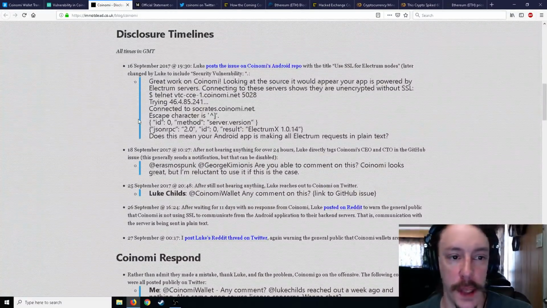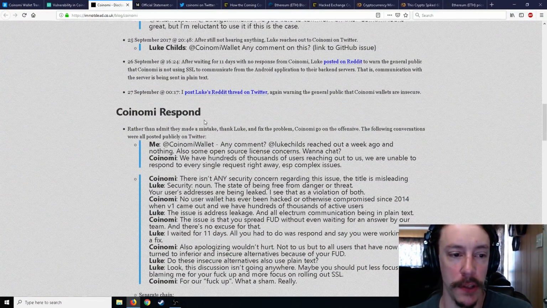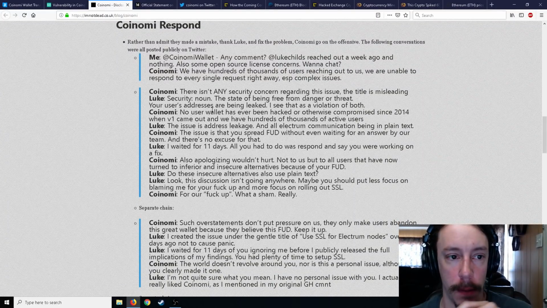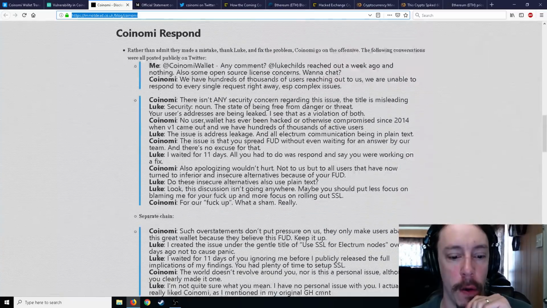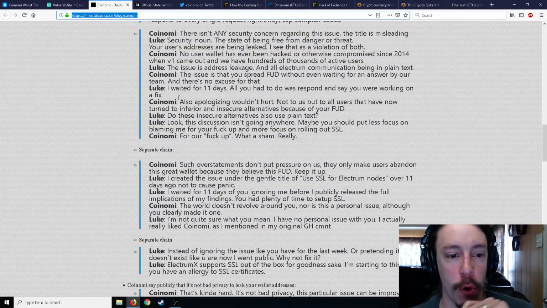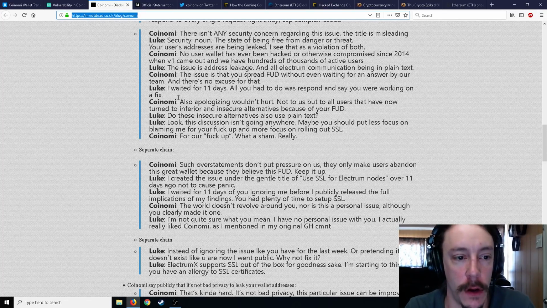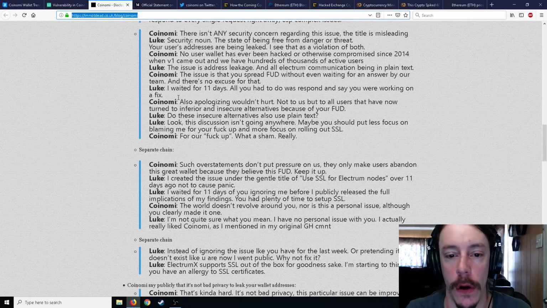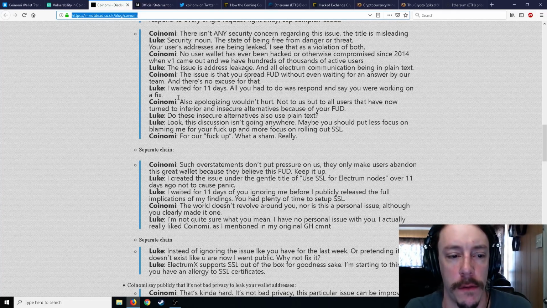So this is the actual conversation here between them, and these are just the tweets compounded without the dates and the pictures and stuff. And if you guys want to read this, I will put this in the description below. And it goes on for a while. And Coinomi absolutely does not recognize this as an issue. The issue is that you spread FUD without waiting for an answer. They say also apologizing wouldn't hurt, not to us, but all the users that have turned to inferior and insecure alternatives because of your FUD.